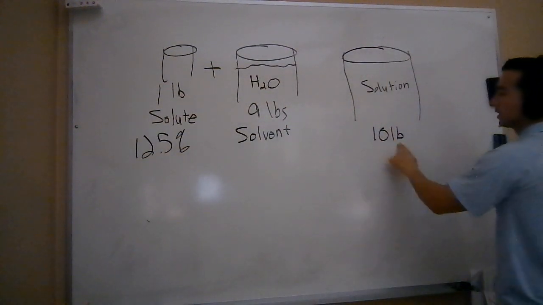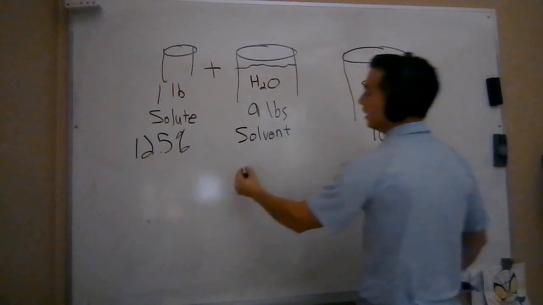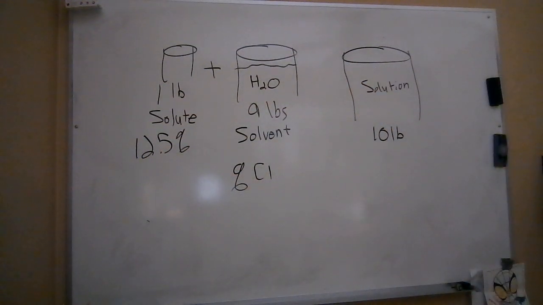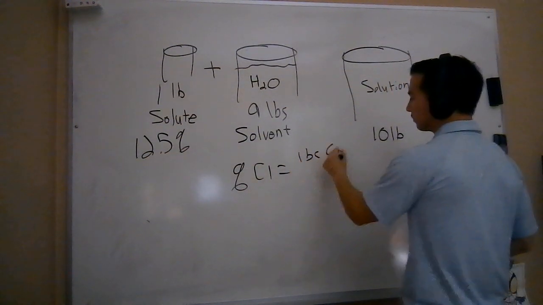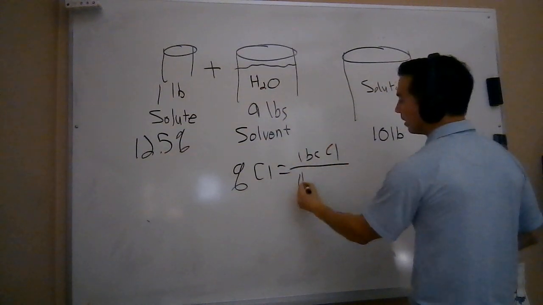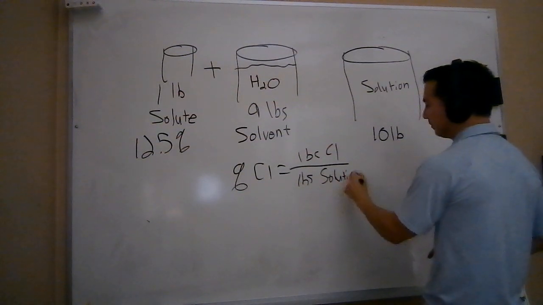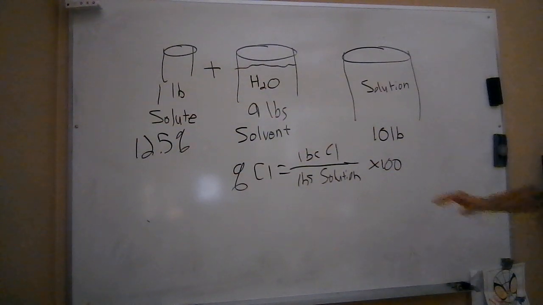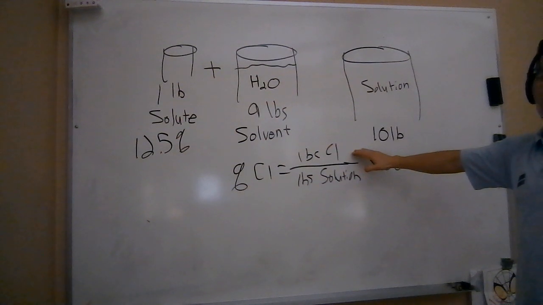Now, this new solution is still 10 pounds. That's the total weight. But what I want to know is the percentage of actual chlorine, not just the percentage of the chemical added, like the previous example. So what do I need to know? I need to know pounds of chlorine added, and I'm going to divide that by the pounds of the solution, very similar to my last example, times 100. What I'm not directly given is pounds of chlorine. So what do I need to do? I need to calculate that.